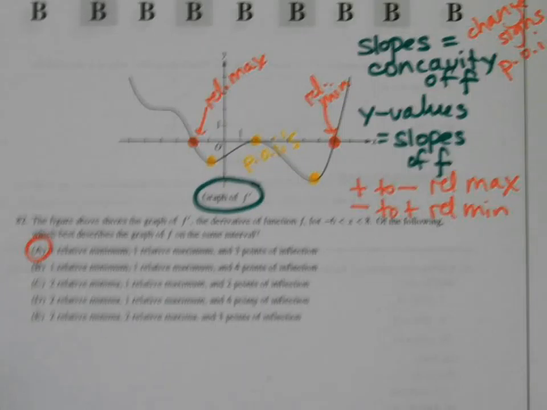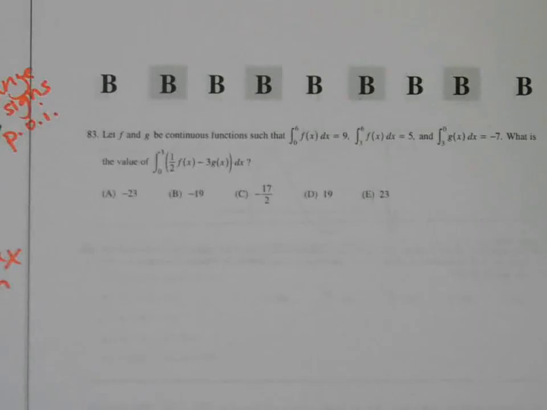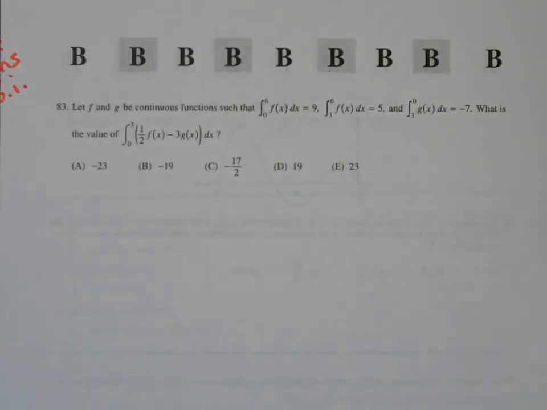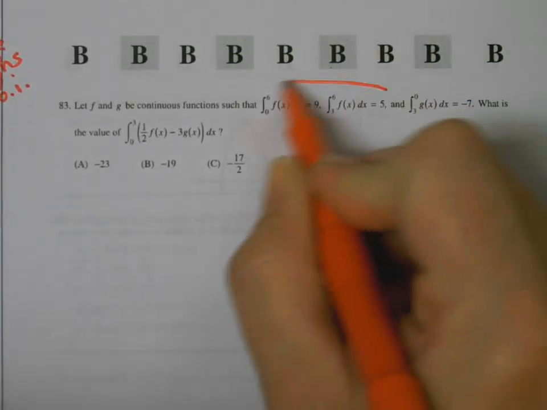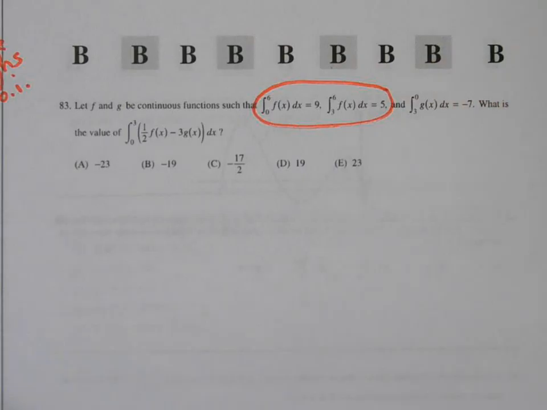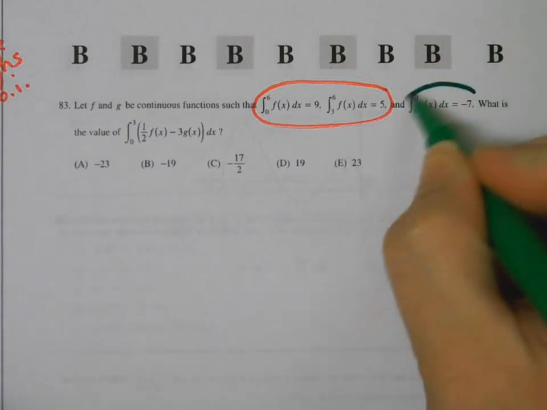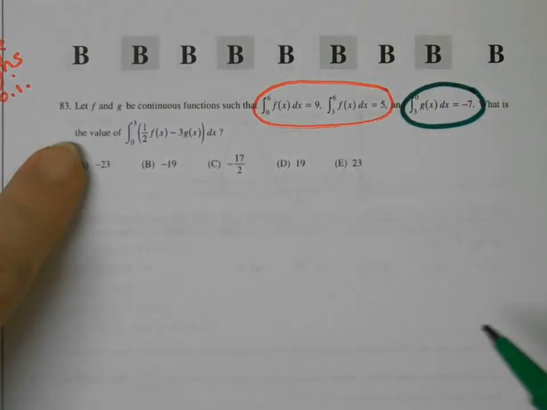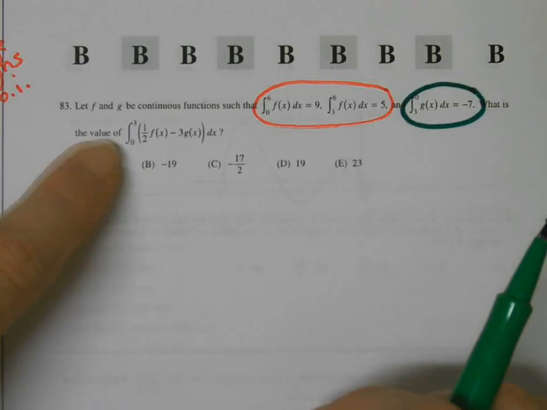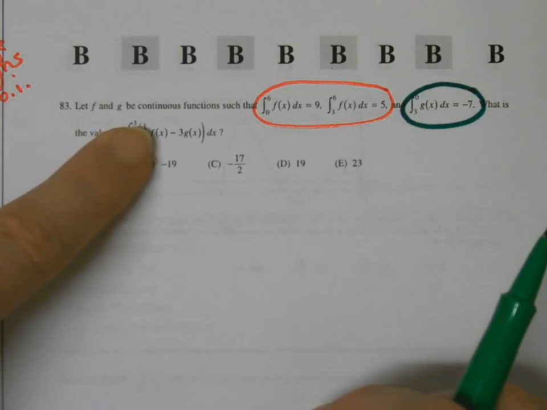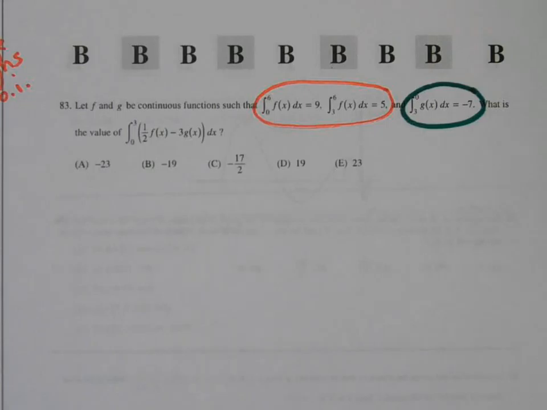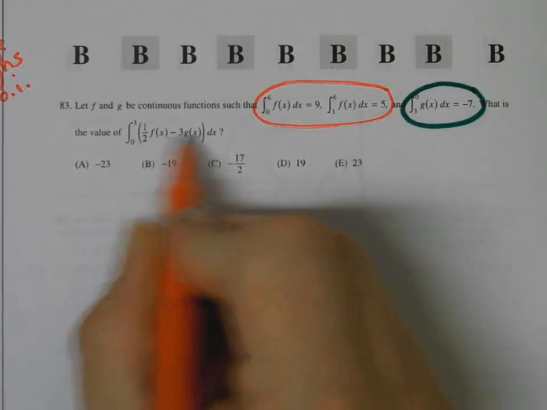Minus 3 times. And then they tell you that from 3 to 0 is negative 7. So if we switch the bounds, instead of 3 to 0, we go 0 to 3, it's going to make that positive 7. It's going to switch the sign. So we'd have 2 minus 21, which is negative 19. This is B.